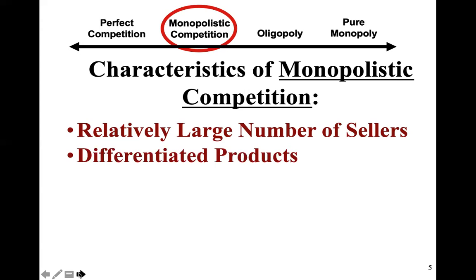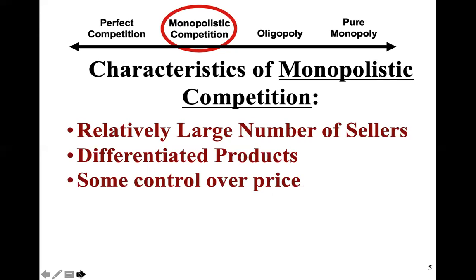Monopolistic competition has differentiated products. This is the key characteristic that's going to separate it out from perfect competition. Unlike perfect competition, where the products were identical, in monopolistic competition, the products are differentiated, which means they're slightly different. And in fact, firms work really, really hard to make their products be slightly different from their competitors.